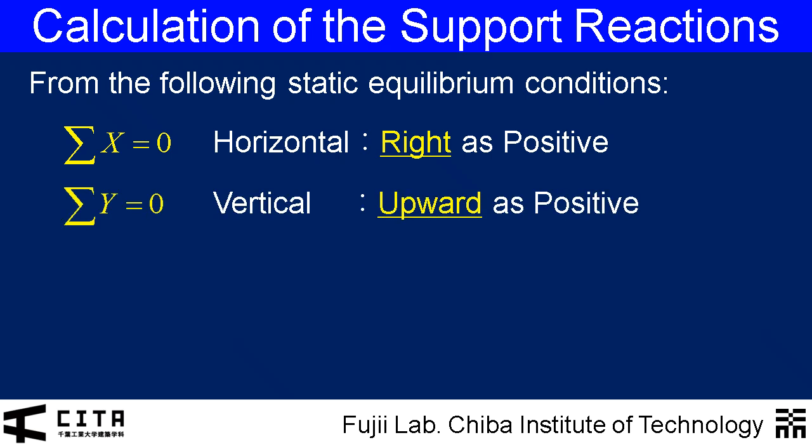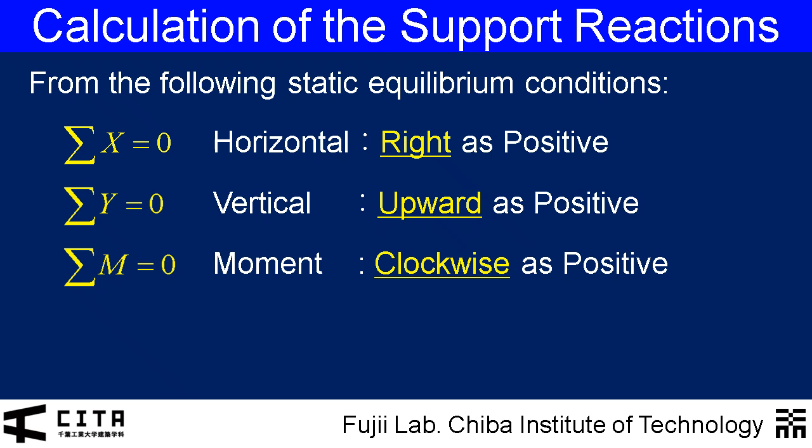Next, for the vertical direction, we use sigma y equals 0. This means the sum of the vertical components of external loads and reactions must be 0. Here, we take the upward direction as positive.